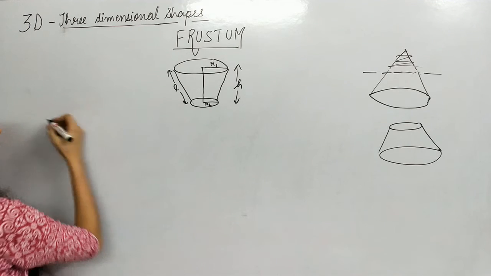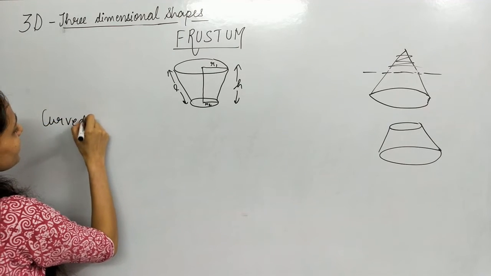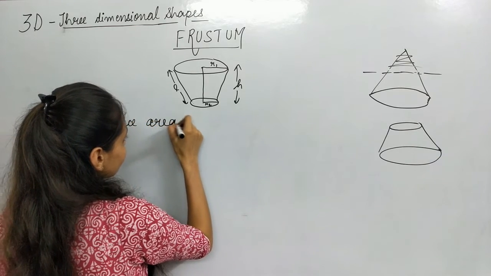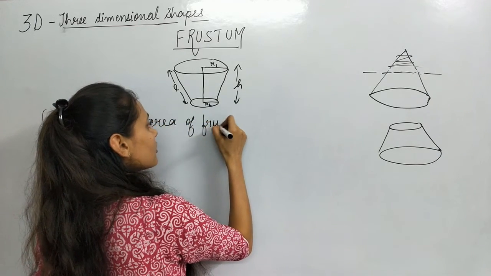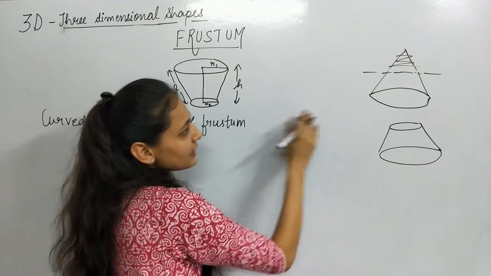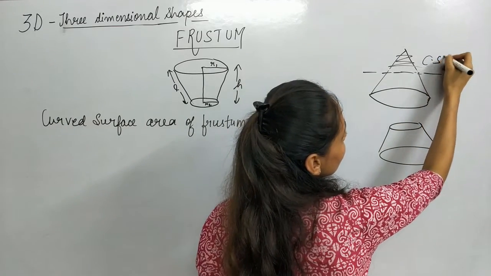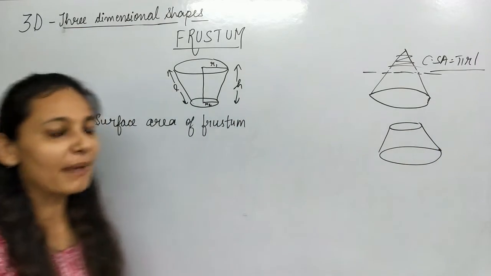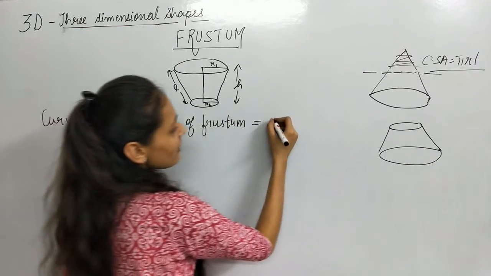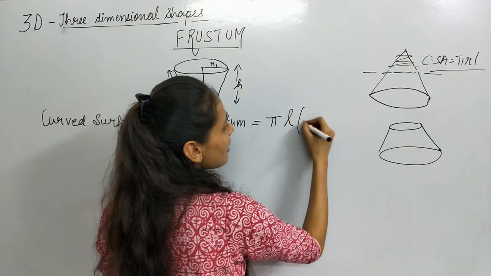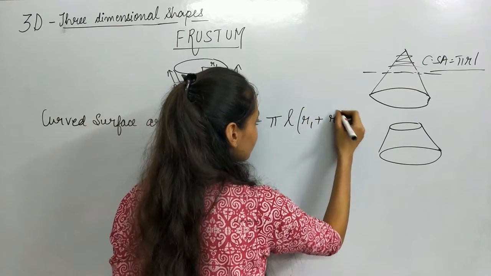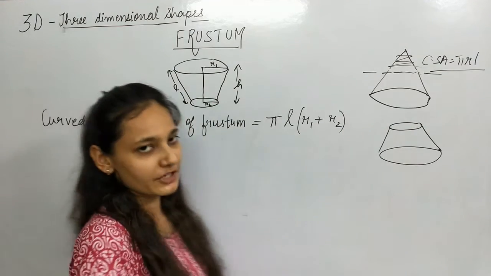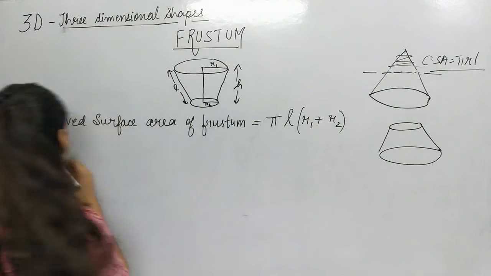So first you will have curved surface area of frustum. In the cone, curved surface area was pi r L. For cone, curved surface area was pi r L. Now the curved surface area will be pi L (R1 plus R2), because you are having two radii. So this will be the curved surface area for the frustum.